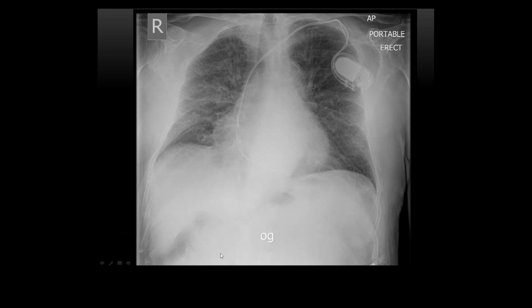Exactly, perfect. This is one I've titled Cracking Kerley B Lines. Because can you see all these lines that are emanating from the peripheries of the lungs? So that's just a really good case of Kerley B lines. That's just the interstitial edema accumulating in the interstitium. You can see it there.